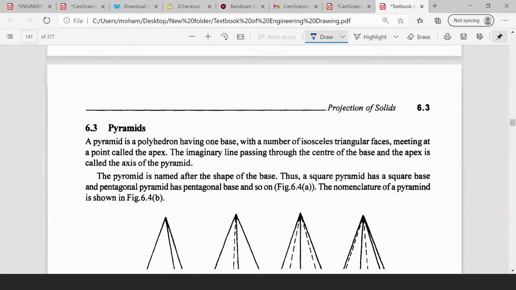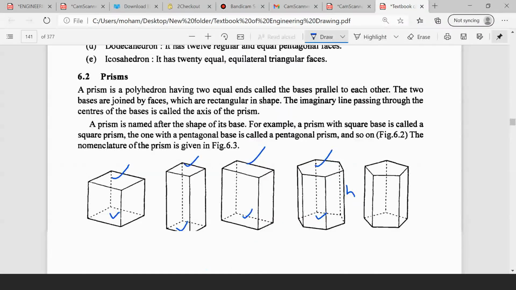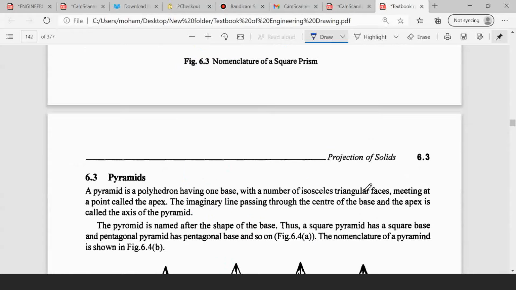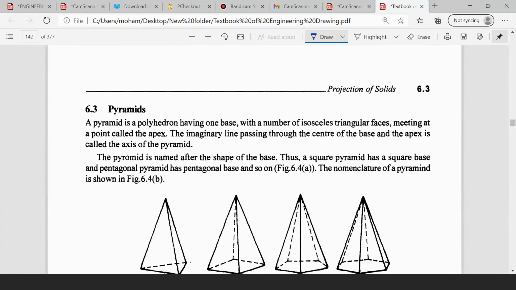Next we have the pyramid. A pyramid is a polyhedron having one base with a number of isosceles triangles meeting at a point called the apex. This meeting point is known as the apex. It is denoted with O. The imaginary line passing through the center of the base and the apex is called the axis of a pyramid. The imaginary line which goes from the base center to the apex is known as the axis.